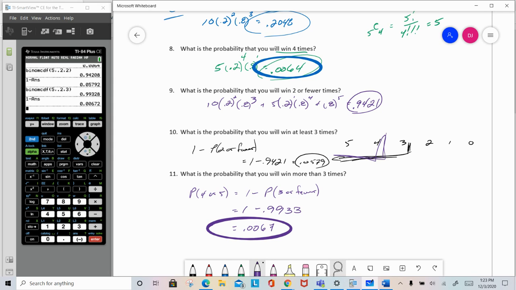So you do need to have some understanding of the English language. What do I mean by or fewer, or more, at least, more than, no more than? You want to know those comparative words. But that's the binomial probability distribution function in a nutshell.